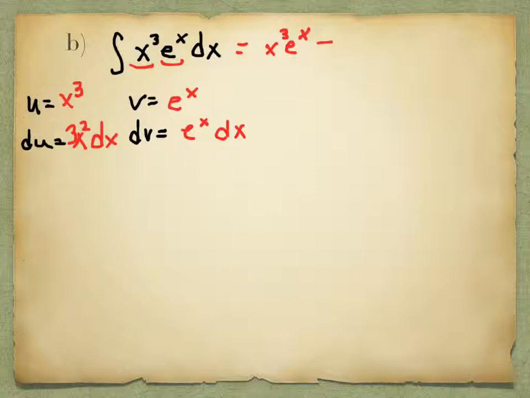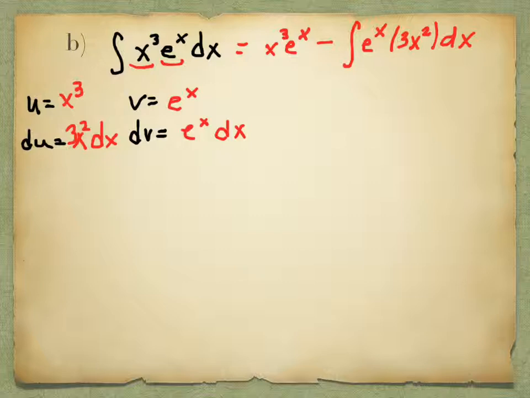And then I'm going to subtract an integral, and what's going to be inside of my integral that I subtract? V and du. So the other diagonal. So v is e to the x. Du is 3x squared dx. I could pull the 3 out in front, and that would be fine. But I've got an inherent problem going on here. Can anybody see what my problem is? Very good, Jordan. What's going on? I still have a product, don't I? Yeah, that's not so friendly.